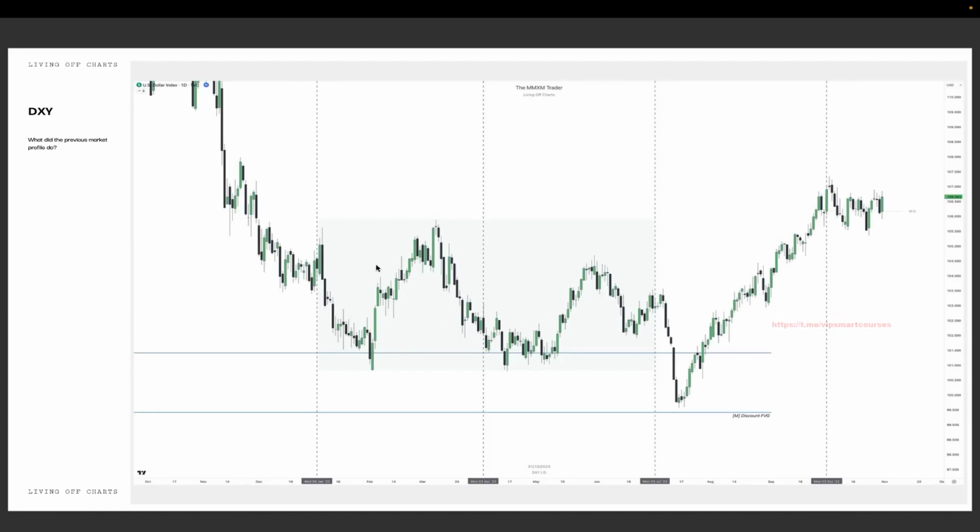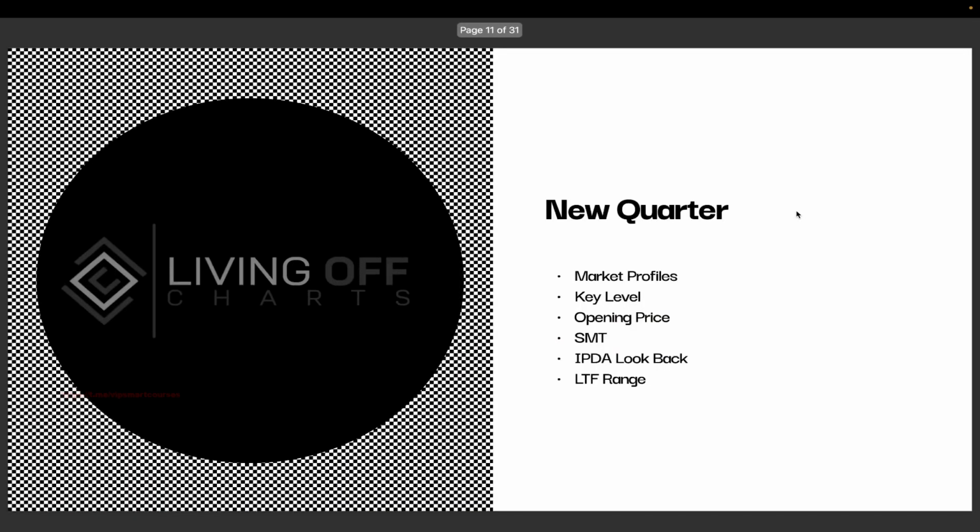Yes, it does, because it's accumulation. So we have a manipulation and distribution. And I'll give you guys a tip here. When you have two previous quarters with the same market profile, you can anticipate the very next quarter's market profile to be very parabolic and one-sided with very little retracements. As you can see on the dollar, it basically goes up in a straight line.